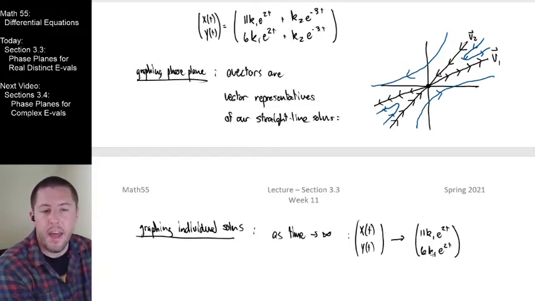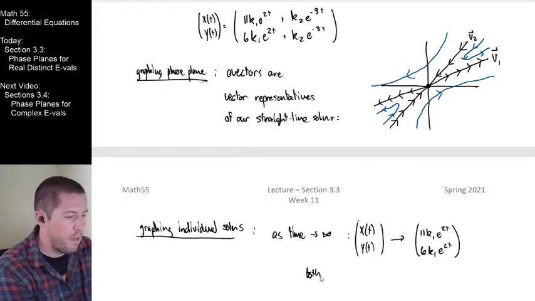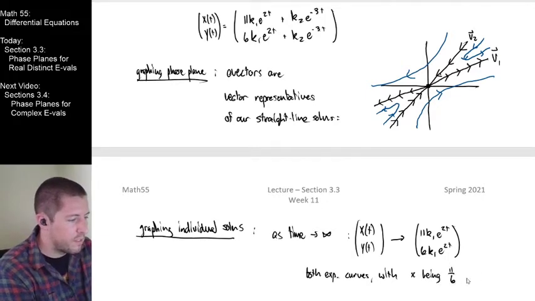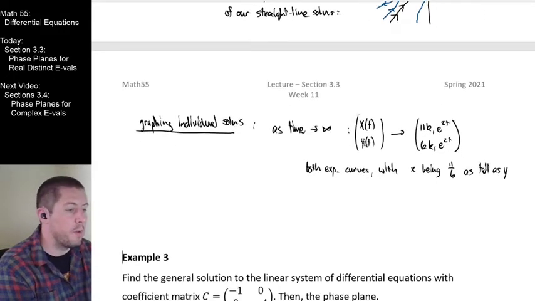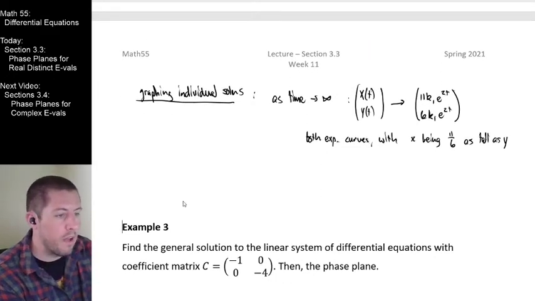So while these are both exponential curves, with x being 11/6 as tall as y, I think that's going to be one helpful part for my overall individual solution graph right here. So let me get this started over here.